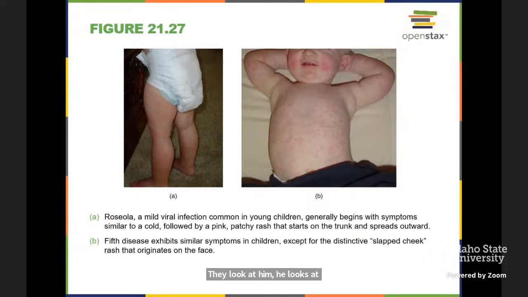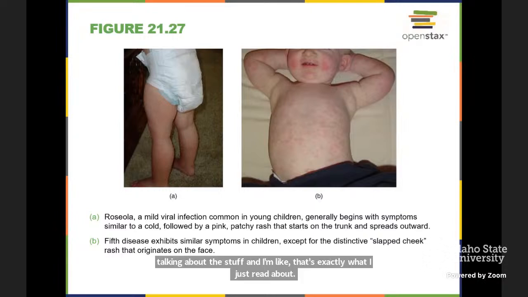And leaves and comes back with his book because he knows that I do this stuff. And he rolls in with his book and we geek out for a little bit talking about roseola, because that's exactly what it is. And he's showing me pictures and he's talking about the stuff. And I'm like, that's exactly what I just read about. I knew it. What do we leave with?